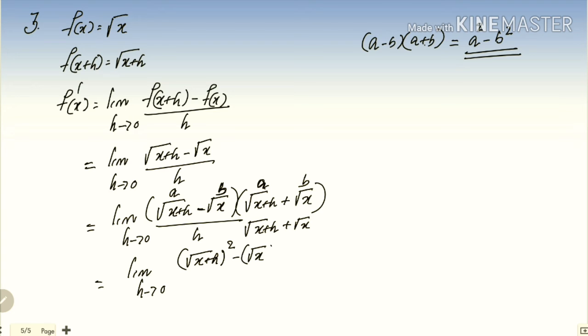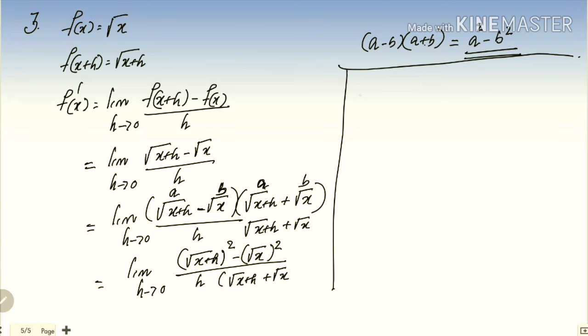So b squared is, see, I can reduce that numerator like this. That is, the numerator was in the form of a minus b, a plus b. So this is equal to a squared minus b squared divided by, I'm just writing the denominator as it is, that is h times the square root of x plus h plus the square root of x. It's clear.